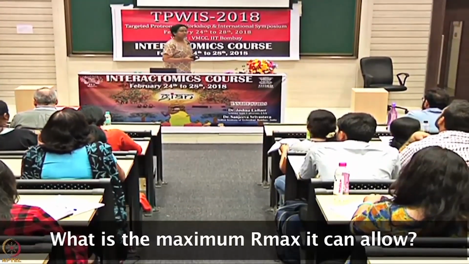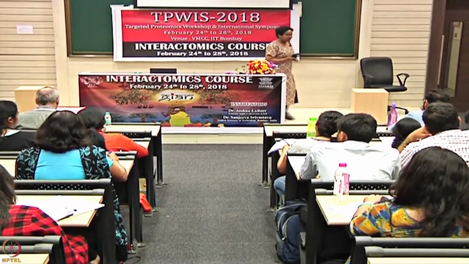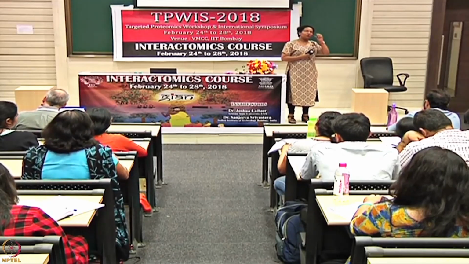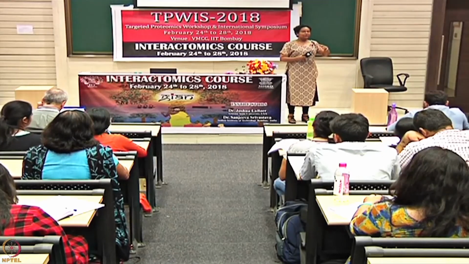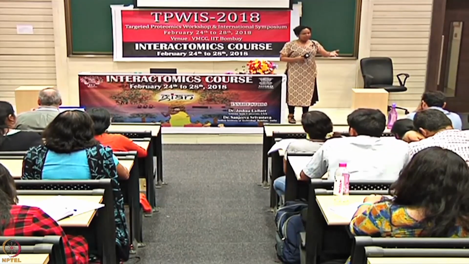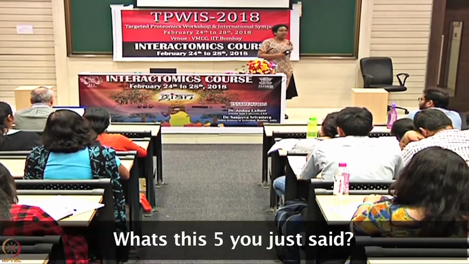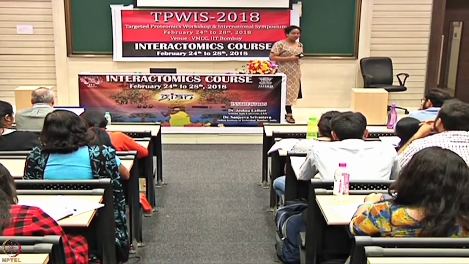What's the maximum R max that T200 allows? Well, it can allow a lot. It's not about T200 allowing it. It's the analyte and the ligand molecular weight which will contribute to it. First is 5, you said. 5 RUs of R max. Yes.